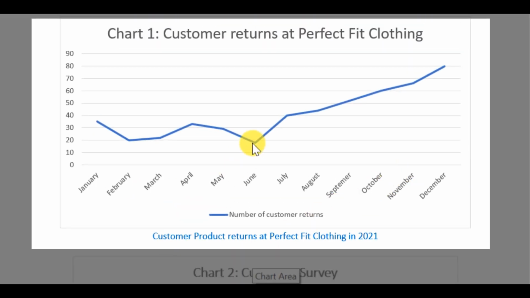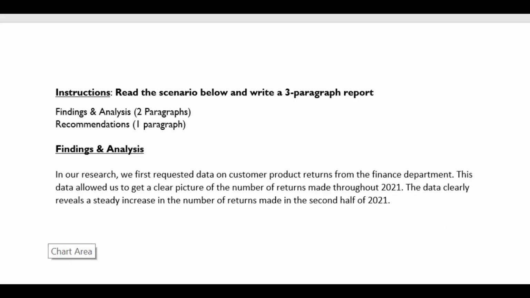So, in June, how many returns is that? It's about 18 customer returns in June. And then the number is increasing steadily. What about in October? How many is that? Well, that's about 60 product returns. And it continues to increase. By the end of the year in December, what's that? 80 customer product returns in December.